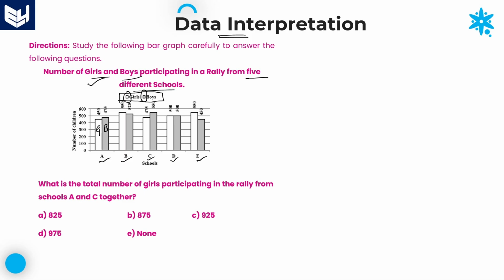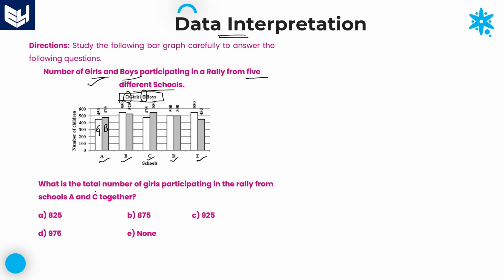If you observe this, definitely you can identify which one belongs to boys and which one belongs to girls. Now it is very clear that the information is valid, and we are able to solve the questions according to the given information. Each and every value is a known value: how many boys are participating in a rally from all 5 schools and how many girls are participating in a rally from all 5 schools. Now we need to solve the questions.